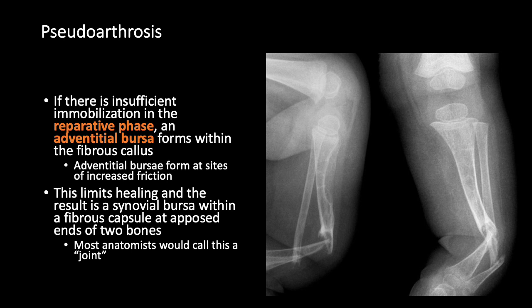Let's look more closely at pseudoarthrosis. If there is insufficient immobilization in the reparative phase, an adventitial bursa forms within the fibrous callus at the site of increased friction, healing is therefore limited, and the result is a synovial bursa within a fibrous capsule at opposed ends of two bones, forming a pseudo-joint.